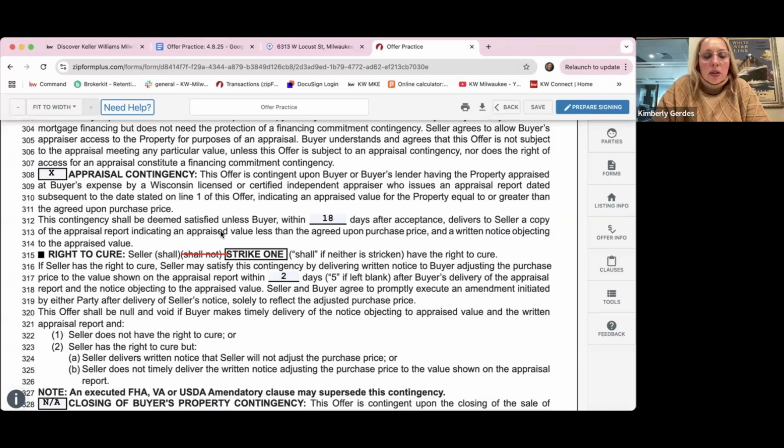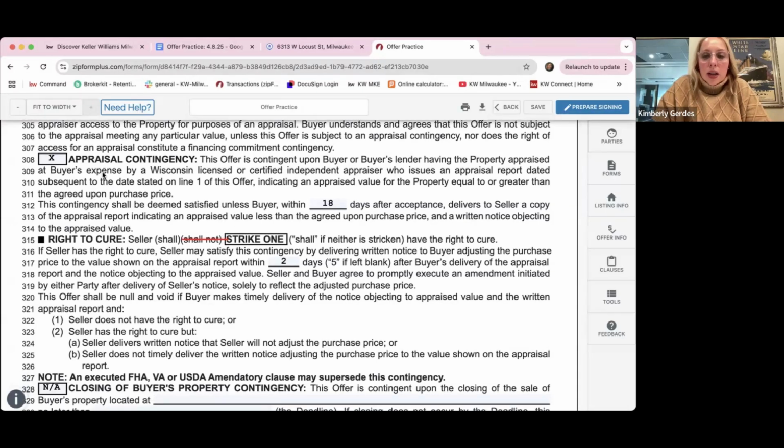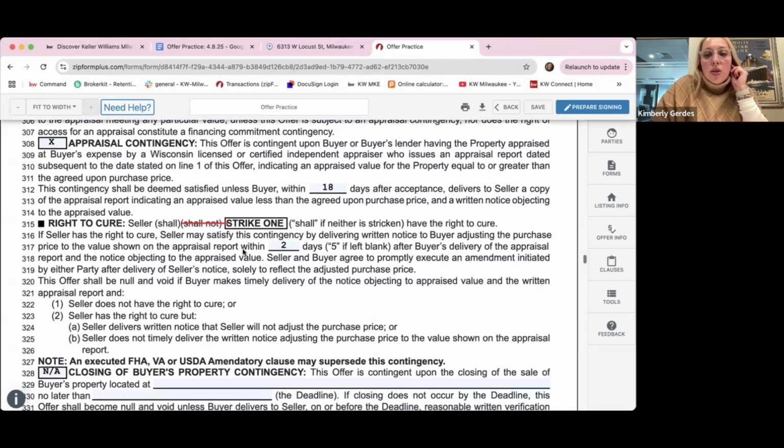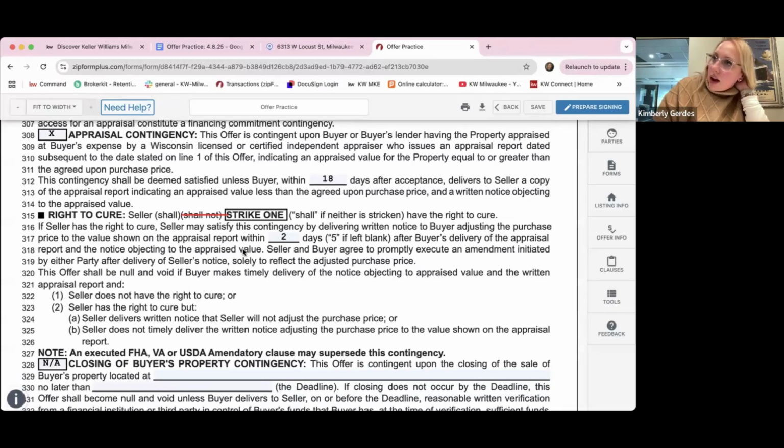So when you have this appraisal contingency marked as part of your offer, it doesn't mean that you're just going to get an appraisal. What this actually does is give you a little bit more specificity around, okay, what could happen if it doesn't appraise? Well, we're going to give the seller the right to cure. And usually what that means is we're going to have to negotiate the price a little bit.